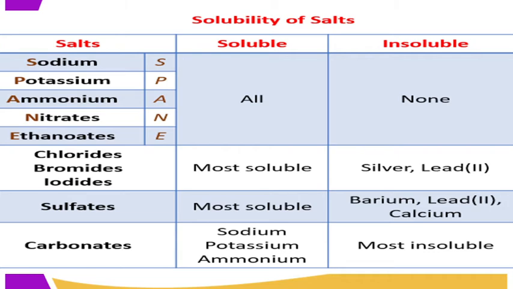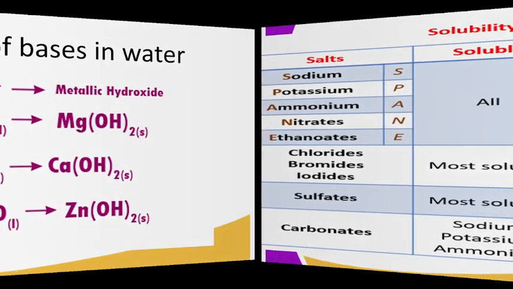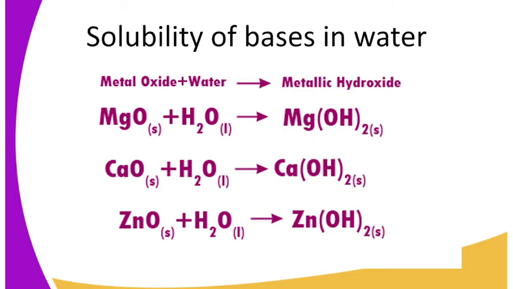Next is the solubility of bases in water. As you can see, bases react with water to form hydroxides. Calcium oxide reacts with water to form calcium hydroxide. Magnesium oxide reacts with water to form magnesium hydroxide. Oxides of potassium and sodium and their hydroxides are soluble. The oxides of magnesium and calcium are slightly soluble, while those of zinc, aluminium, and copper are not soluble.